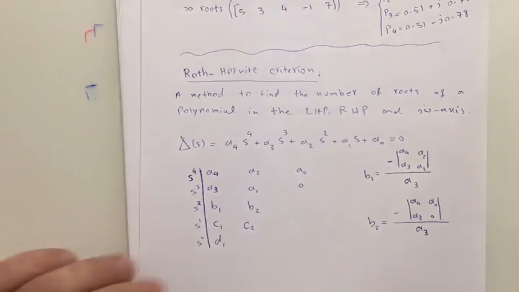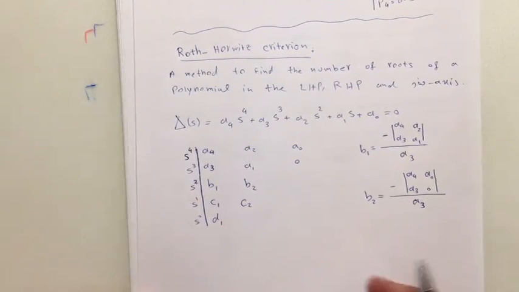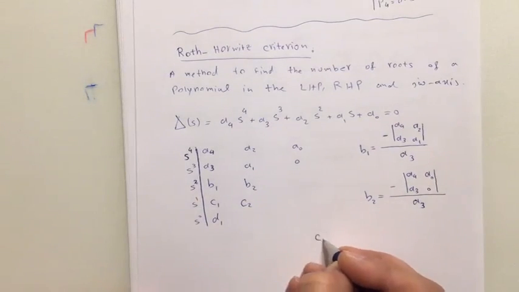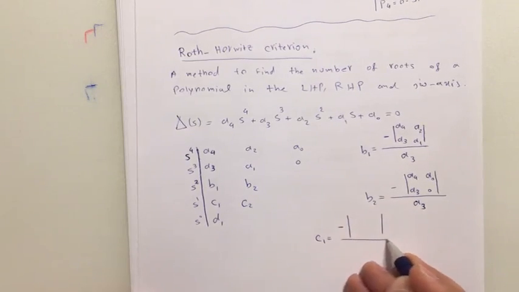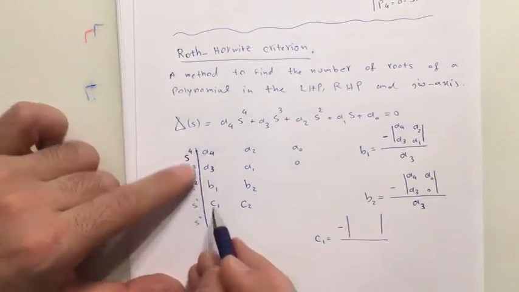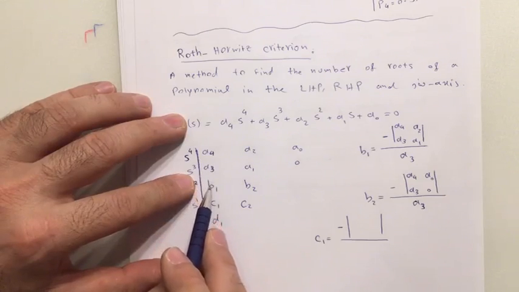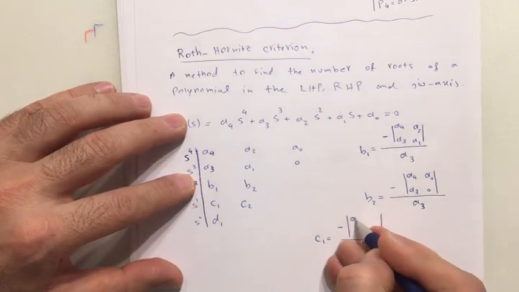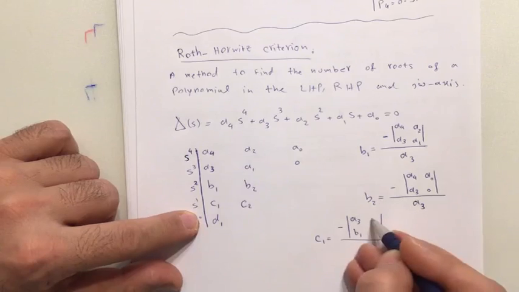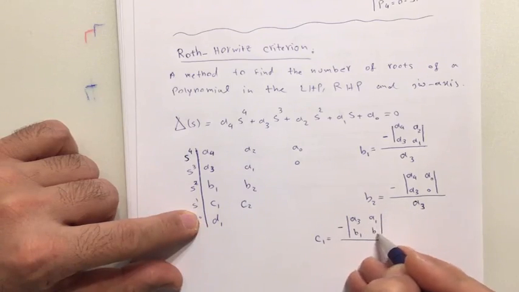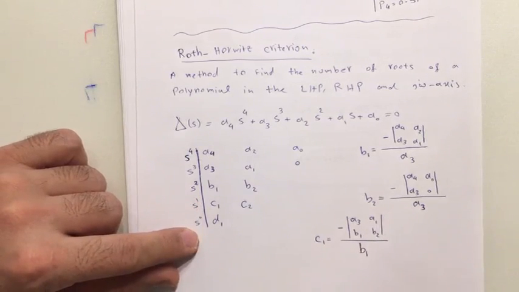Okay, and what we saw here, we can actually practice that for C1, for example. What is C1? C1 is minus, again, a determinant divided by, so what is that determinant? Because we're talking about C1, it would be the first column in the 2 previous rows. It would be A3, B1. And then the next column, A1, B2, and then divided, always, by the first element of the previous row.